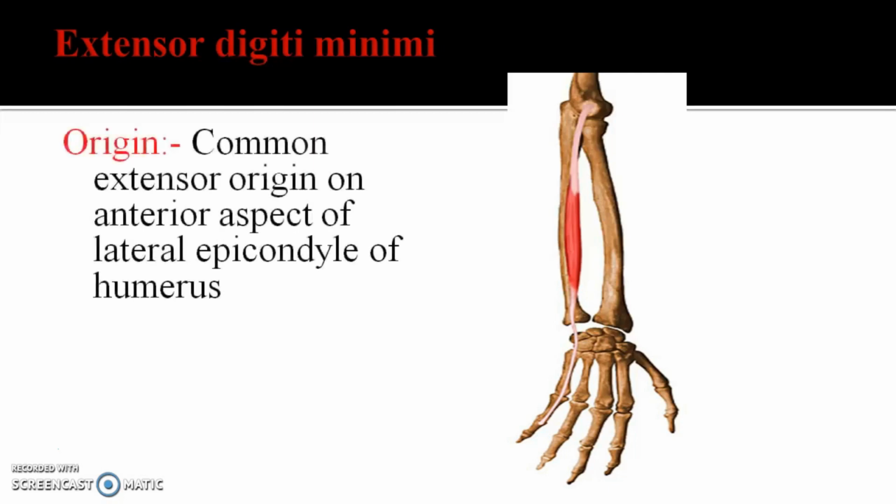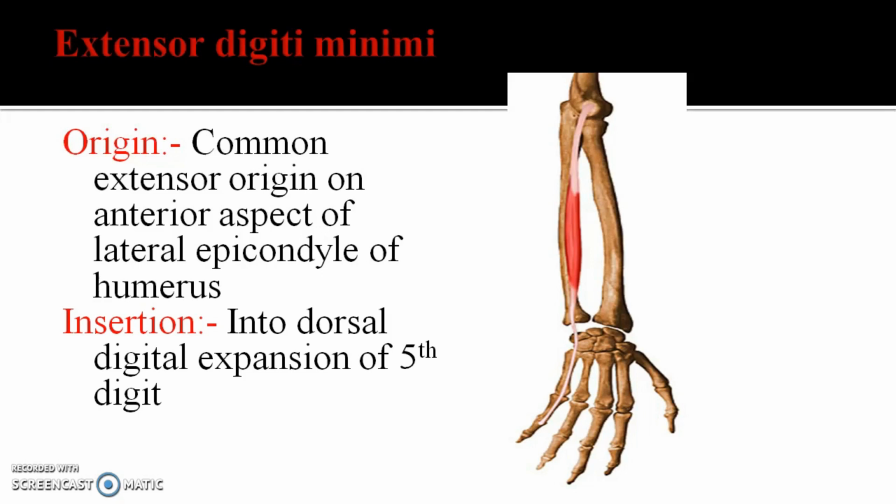Now we will move on to our next muscle which is present medial to this extensor digitorum, that is extensor digiti minimi. The muscle name itself indicates it is going to the little finger. This is also taking origin from the common extensor origin, that is lateral epicondyle of humerus, and insertion is happening in the dorsal digital expansion of the 5th digit.